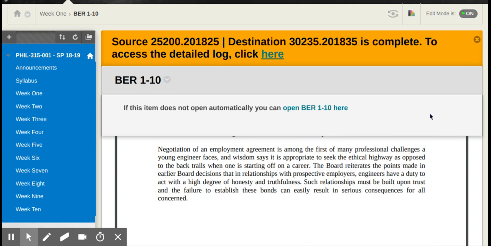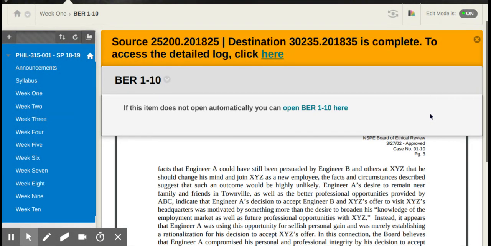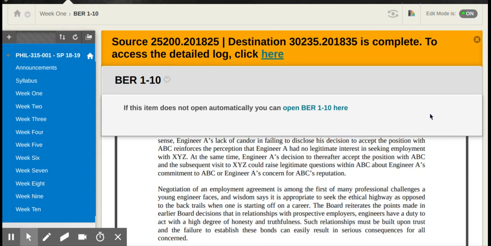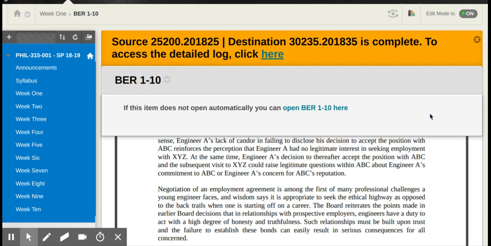It's just not that big a deal. But I think there's some interesting things that are said here. At the end, negotiation of an employment agreement is among the first of many professional challenges a young engineer faces, and wisdom says it is appropriate to seek the ethical highway as opposed to the back trails when one is starting off on a career.